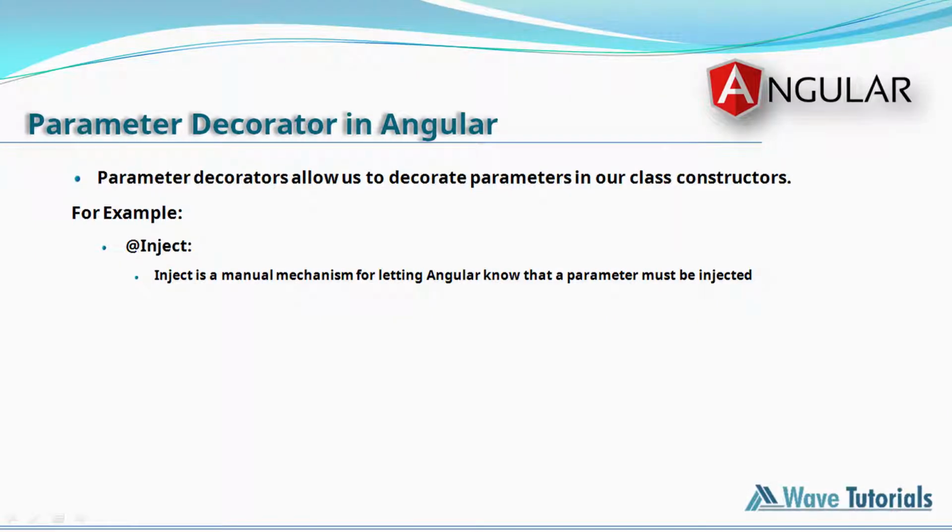The fourth decorator is the parameter decorator. Parameter decorators allow us to decorate parameters in our class constructor. For example, let's say @Inject. It's a manual mechanism for letting Angular know that a parameter must be injected. So let's open Visual Studio Code and see a basic example for this.